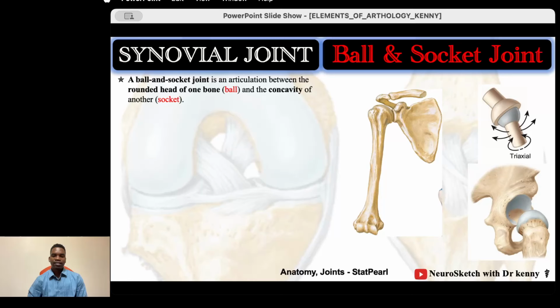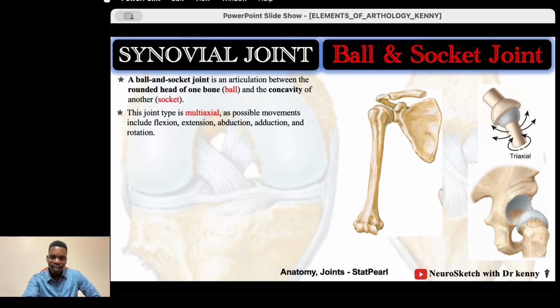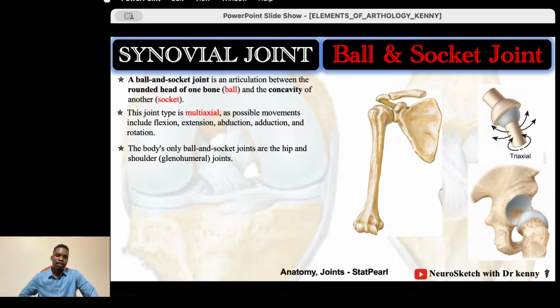So the important ball and socket joints in the human body are these two: the shoulder joint and the hip joint. And these ball and socket joints allow movement in all directions. So the movement in all directions, so it's actually multiaxial. Flexion, extension, abduction, adduction, and rotational movements are all possible within a ball and socket joint.